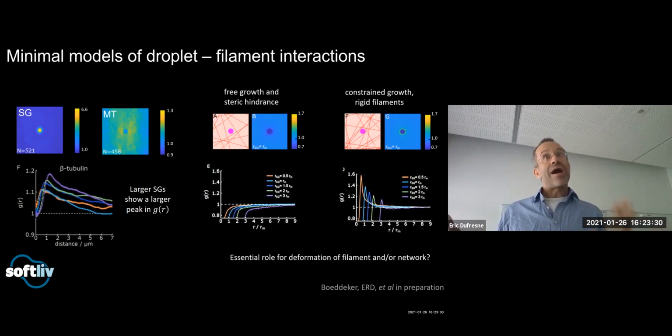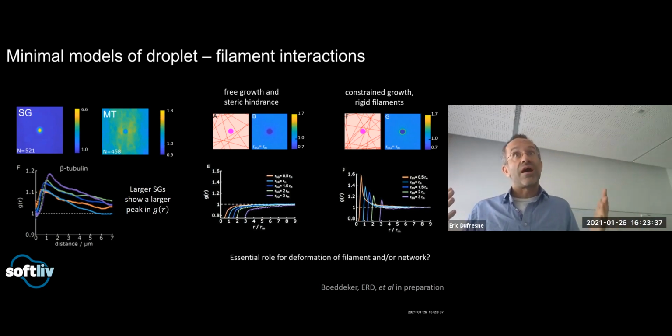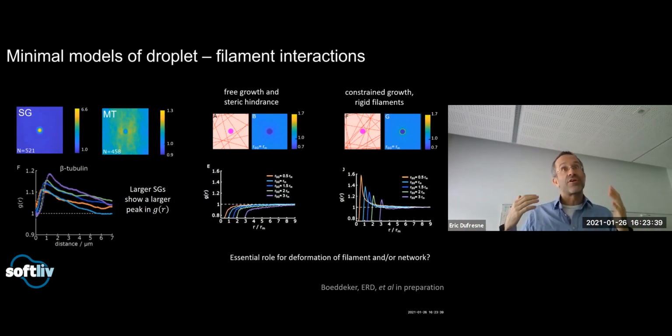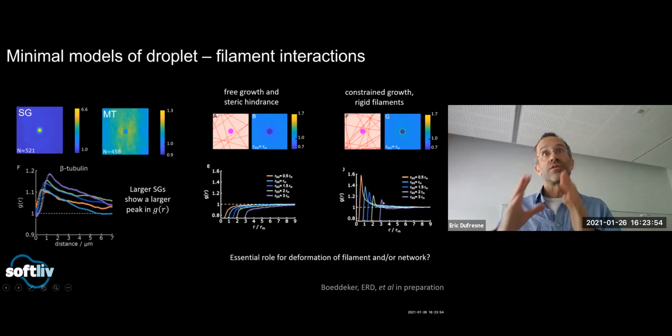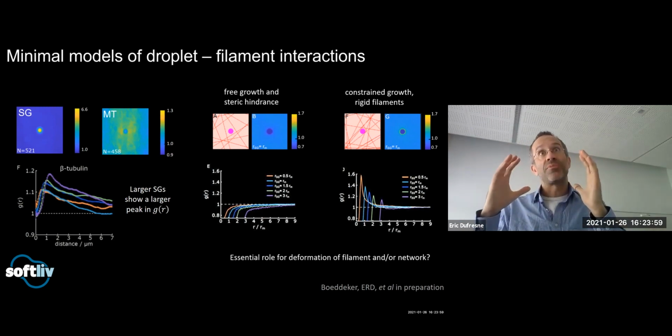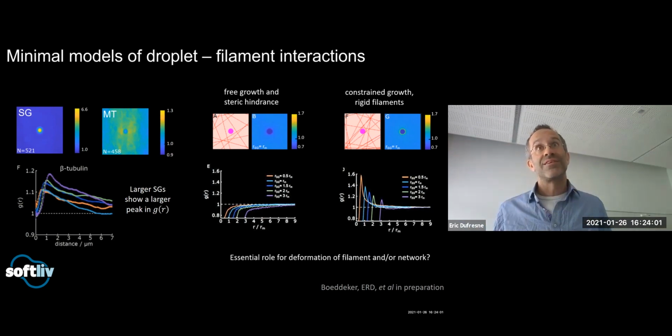However, this very simple model suggests that there is some sort of non-trivial interaction between the droplets and the microtubules, but it doesn't fit the data perfectly. Most importantly, in the simple model I've described, the strength of the correlation drops as the droplet gets bigger and bigger. So bigger droplets accumulate microtubules less than small ones.